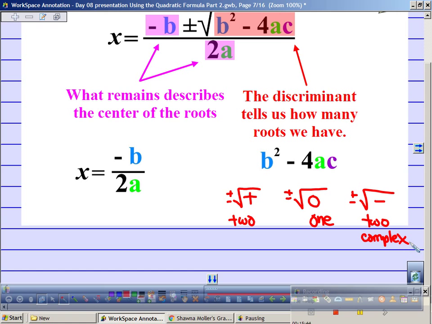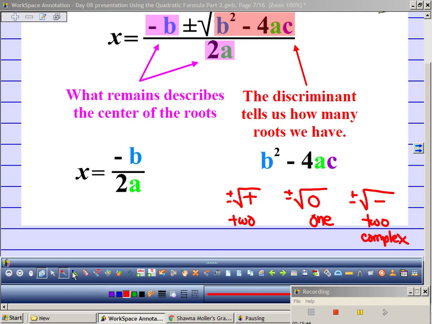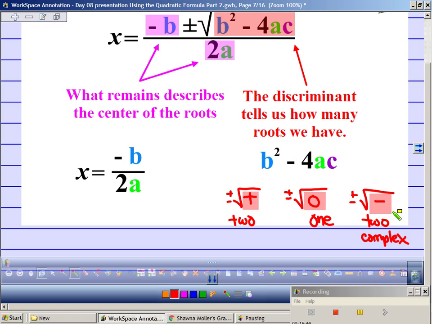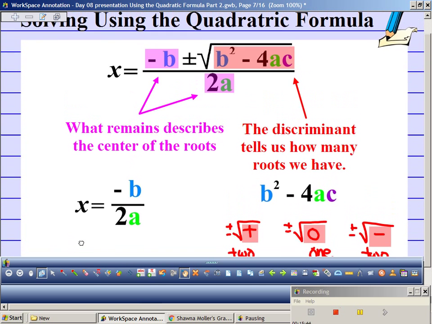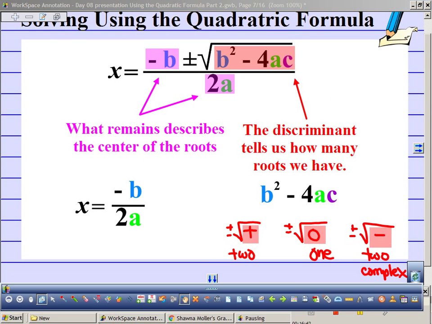The whole thing isn't the discriminant, guys. Sometimes it looks a little bit funny when we do that. It's not the whole thing. The discriminant is this, what's underneath it. That's specifically what the discriminant is. So I'm going to go ahead and put this down and let you guys write these in your notes. Okay.